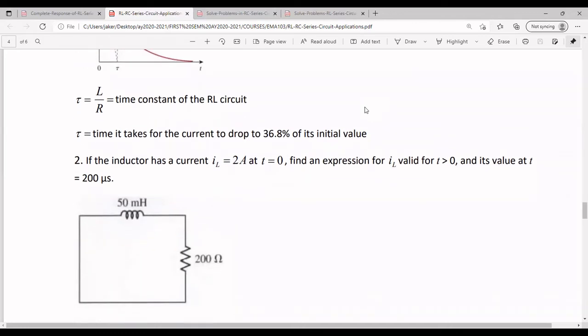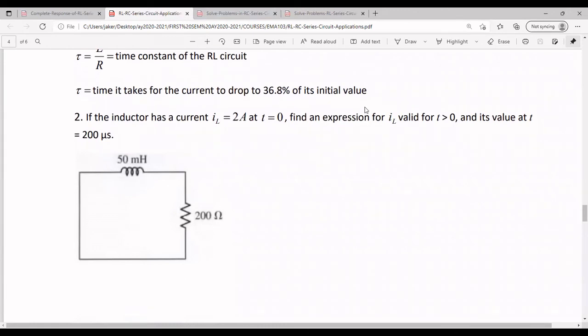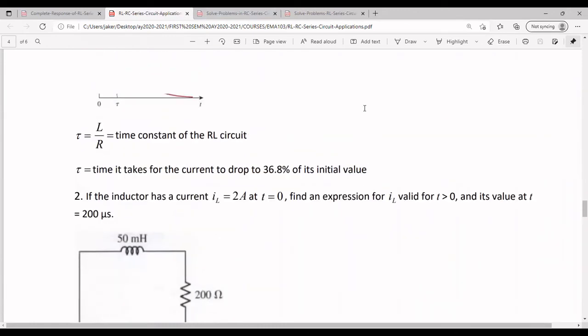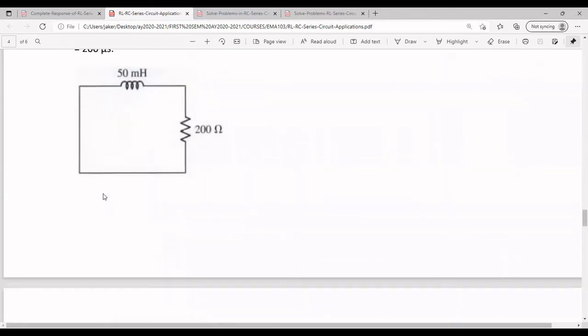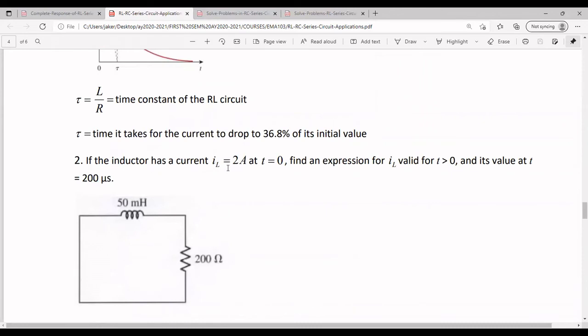So let's say specifically now for the RL circuit that we have derived the transient response above. This is our equation. You're given that your current initially at time equal to 0 is 2 amperes. And you are to find an expression for I sub L valid for t greater than 0. When you speak of find an expression, it's asking for a formula, an equation. And the second requirement is you have to find its value at time equal to 200 microseconds. So these are the values of the inductance, and this is the value of the resistance.